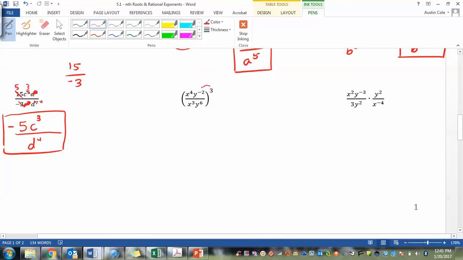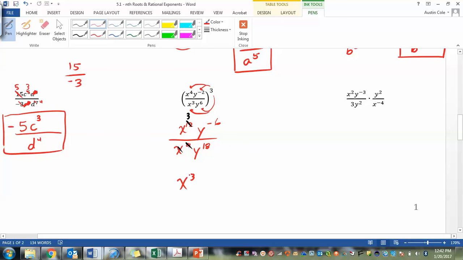Again, everything, numerator and denominator, needs to be to the 3rd power. So I'm going to multiply my exponents here. So I'm going to get x to the 12th, y to the negative 6th, over x to the 9th, y to the 18th. Now, I've got x's in the numerator, x's in the denominator. I can think about canceling those. So I can cancel 9 of them from there and 9 there to make that 3. So in my final answer, I'll have x to the 3rd power in the numerator.